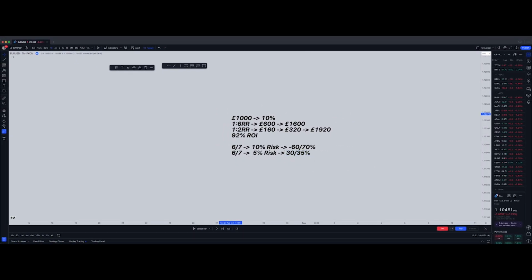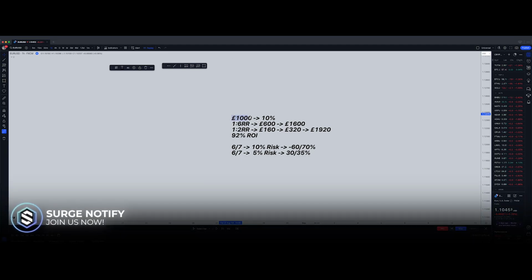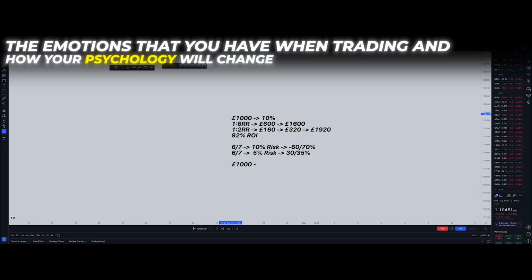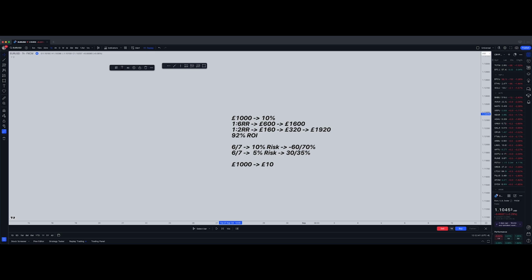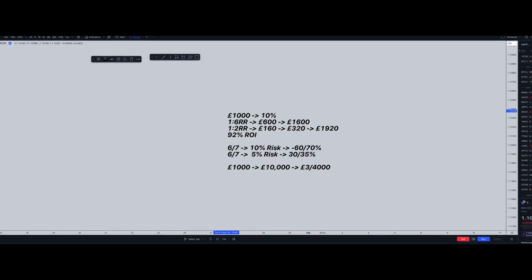Because in the scenario that you scaled your account up to maybe £10,000, could you imagine the emotions that you would have when trading and how your psychology will change if you go from 1,000 to 10,000 and then you go down to £3,000/4,000 again? Your head's going to be scrambled. You're going to be trying to revenge trade. You're going to be in a bad state of mind.